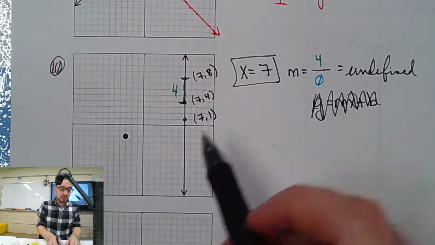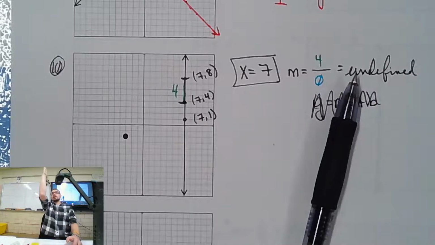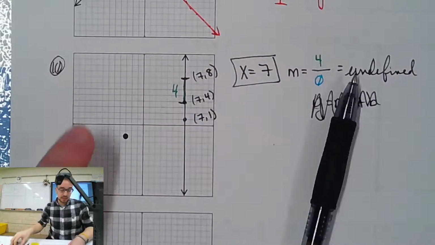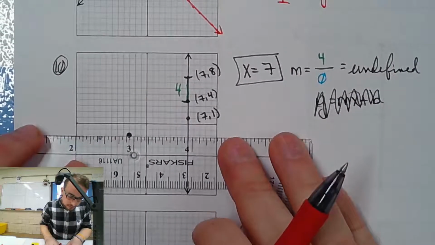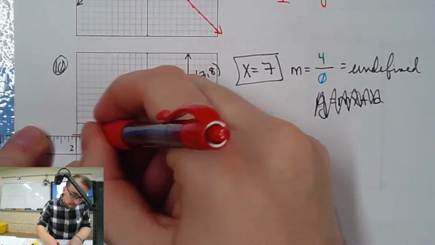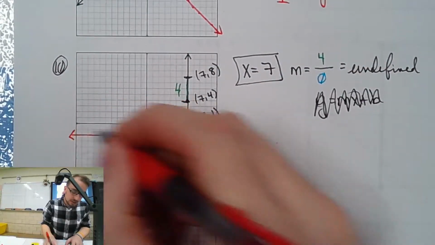Now, we need a line that's perpendicular to this. So if we have a perfectly vertical line, what's our perpendicular line going to be? Horizontal. Perfectly horizontal. So that's really easy to draw through this point. I'll do that now. Done. Now the question is, what's the equation of that line going to be?